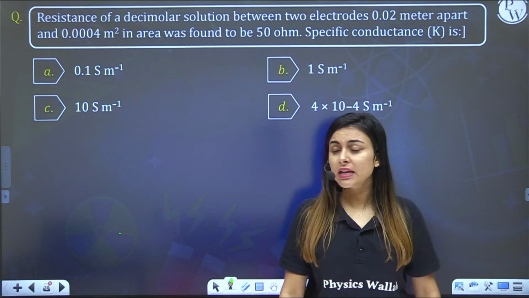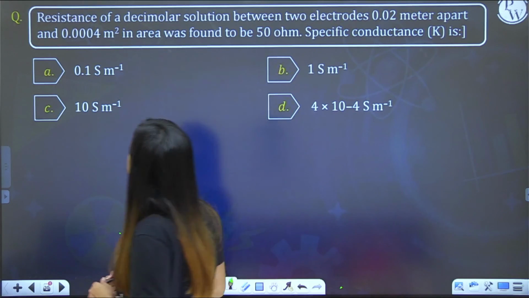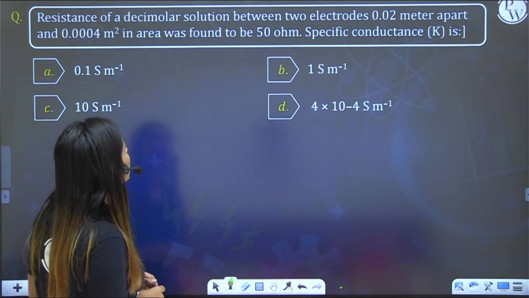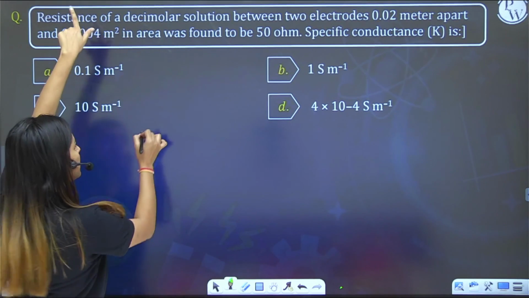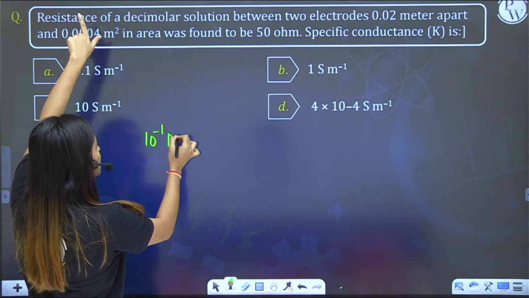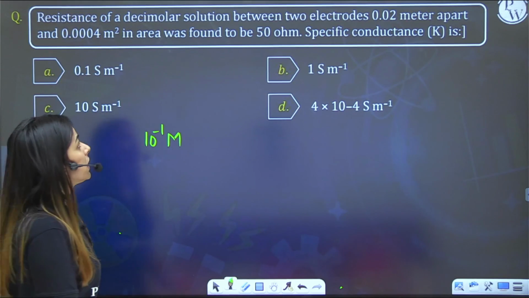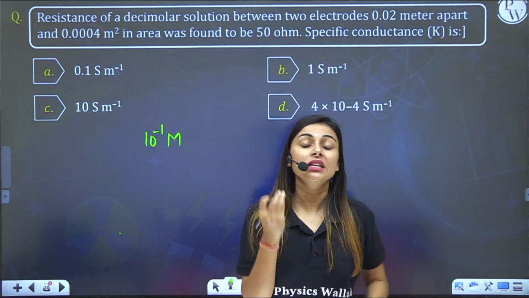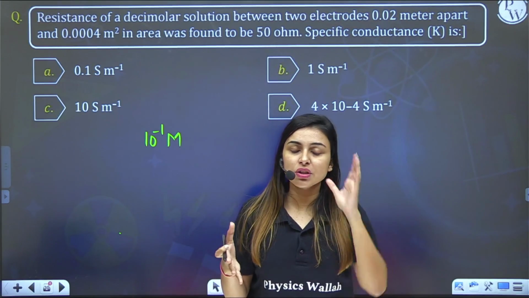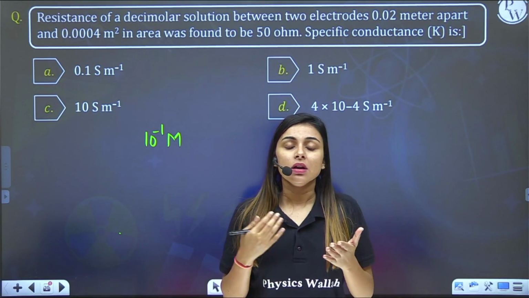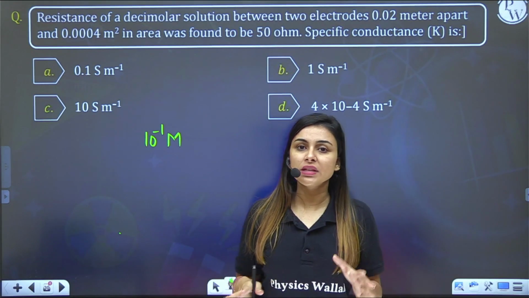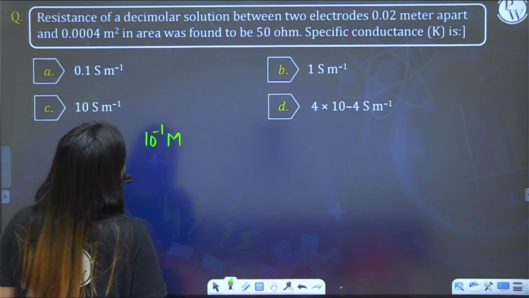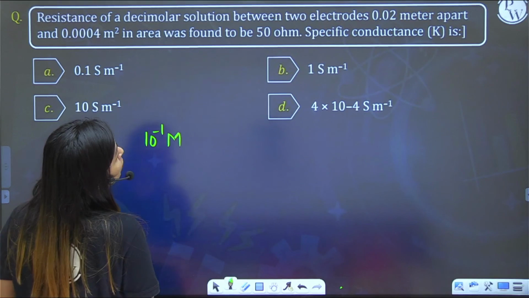What does the question say? The question says that resistance of a decimolar solution, if you have a decimolar solution, means, my dear students, 10 raised to the power minus 1 molar solution. These are the few terms which you study in your mole concept in 11th class in the starting, where you have a chart given in your first chapter, deci, centi, nano. You have been given the values of these. So decimolar means this.